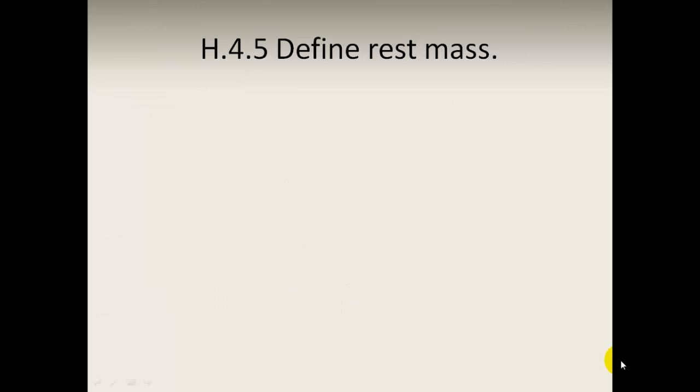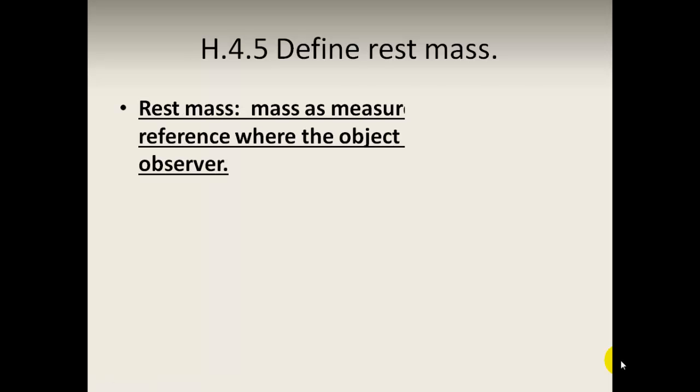We need to define the rest mass. There are two words you need to remember when you define the rest mass. It's rest and mass, and you have to think about who it is at rest with respect to. So the rest mass is a mass as measured in a frame of reference where the object is at rest with respect to the observer or the person that is measuring the mass.